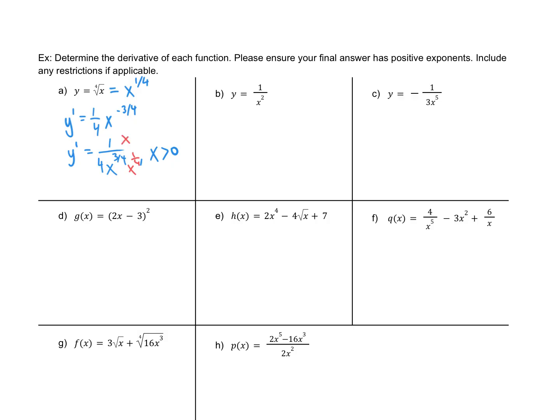And whatever I do to the bottom, I do to the top. So I could also rewrite this as the 4th root of x over 4x. So if we wanted to take it a little further.